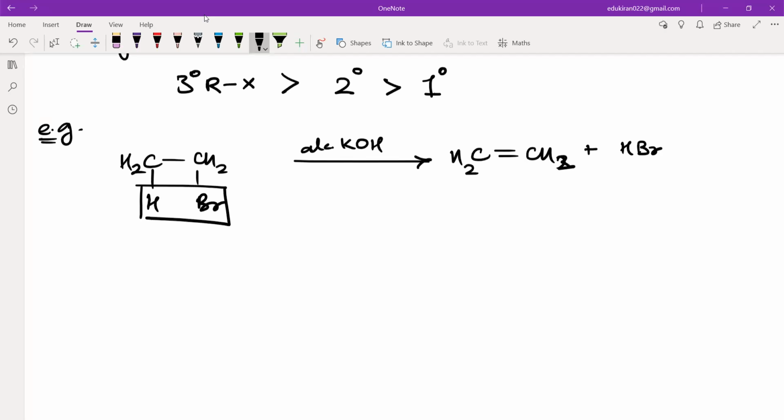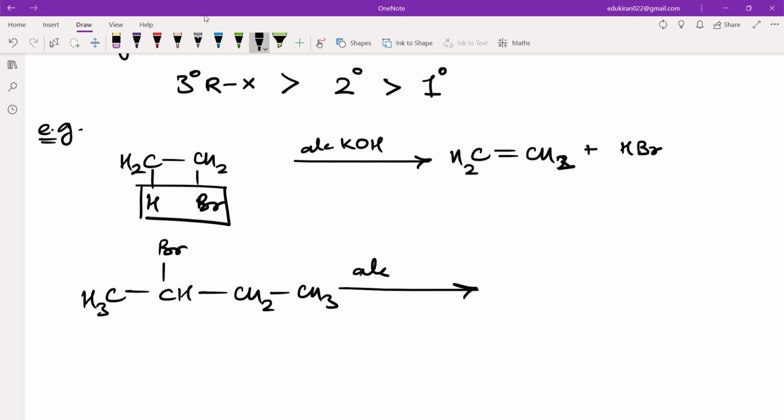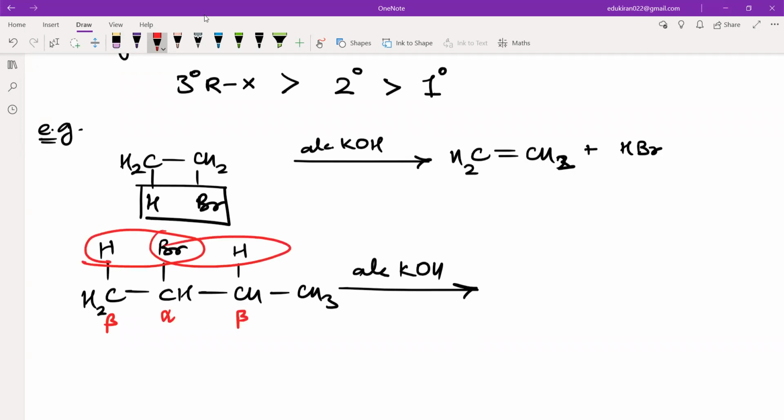But if I have something like this, let us say CH3, then you have CH, here we have Br, here we have CH2, and here we have CH3, in the presence of alcoholic KOH. This is our alpha carbon, this is beta, this is also beta. Now we can form HBr from this carbon also, we can form from that carbon also, correct?